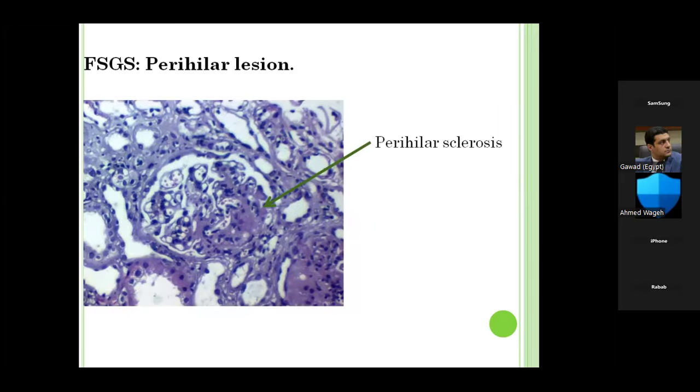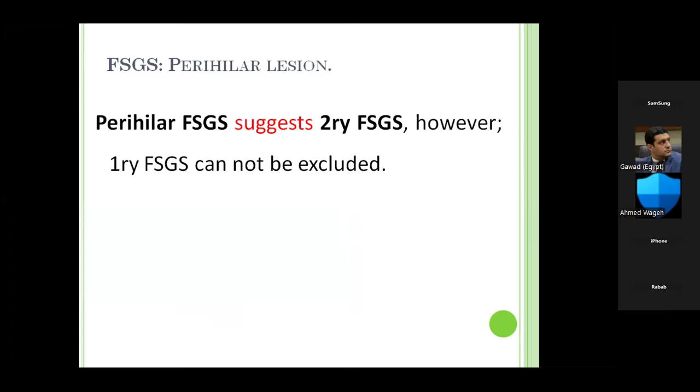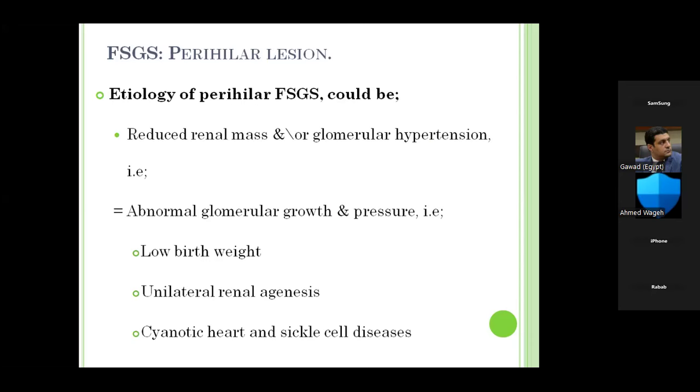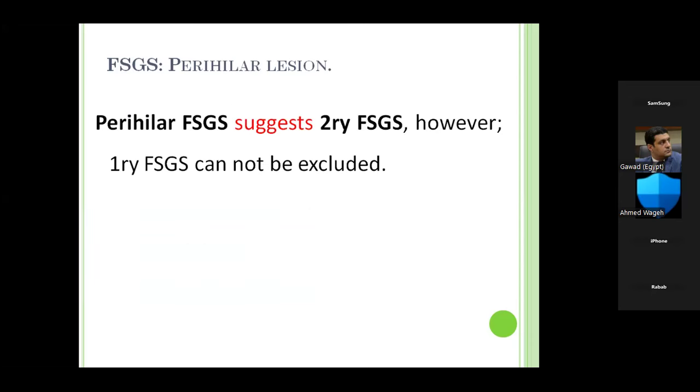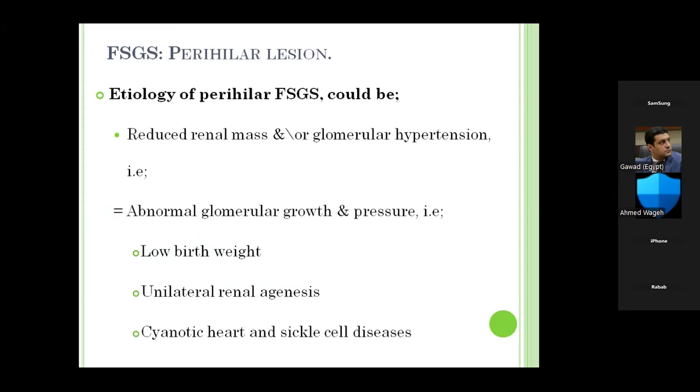Perihilar means what? Means adhesions around the hilum of the glomerulus. As we have said, that suggests secondary FSGS. However, primary FSGS cannot be excluded, and this is important to be put in mind.